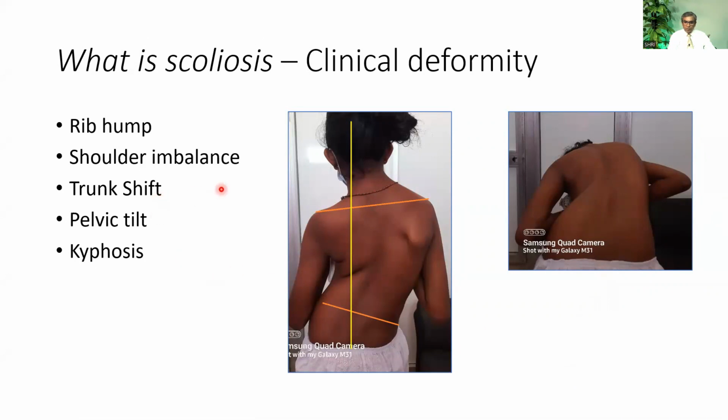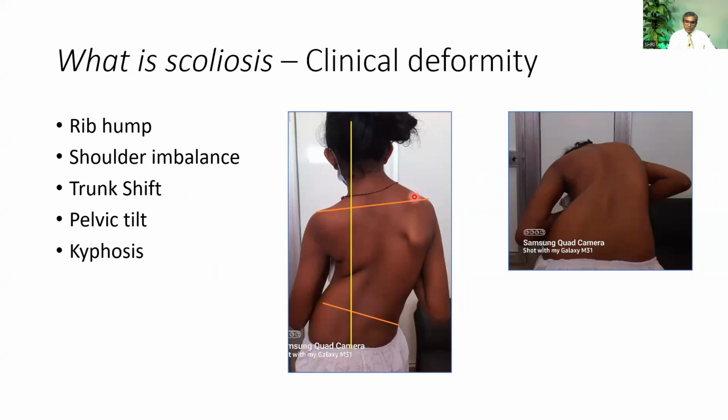Then they would get what you call a shoulder imbalance as the spine curves in the coronal plane. Usually one shoulder goes up and the other one goes down. Like you see that the shoulders are not in the same plane. Then one would get what you call a trunk shift. Now, what you see, the line here is the center sacral line or the center of the body, but then the trunk has shifted away from that line. So this is called a trunk shift.